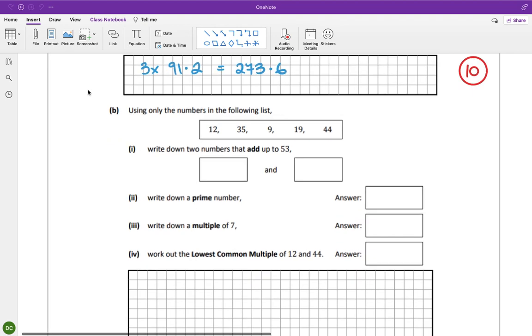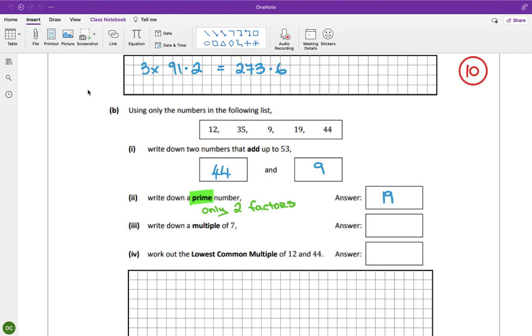Okay. Using only the numbers in the list, making sure we're reading that, write down 2 numbers that add up to 53. So 44 and 9. Does that work? Yeah, 44 and 9 is 53. Write down a prime number. 19 is prime. So prime has only 2 factors, and 19 has only 2 factors, 19 and 1. Write down a multiple of 7.